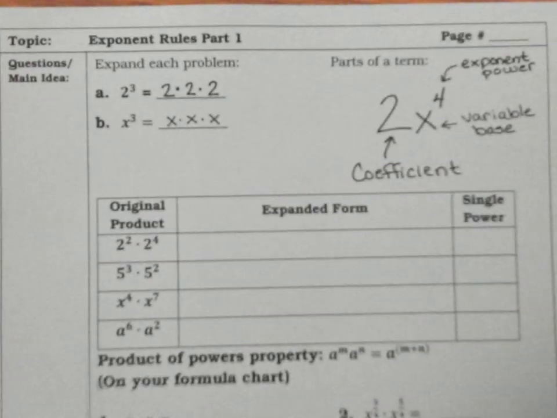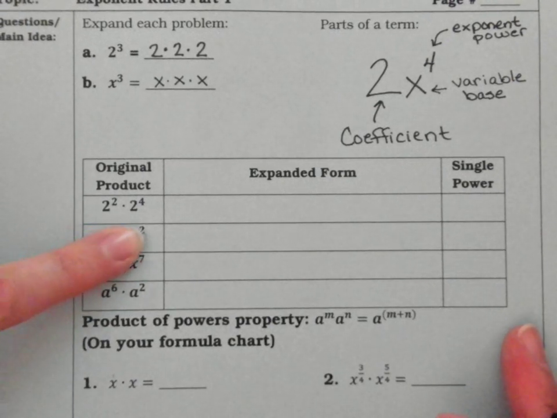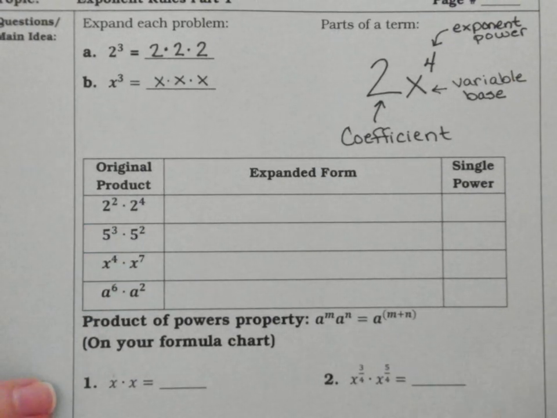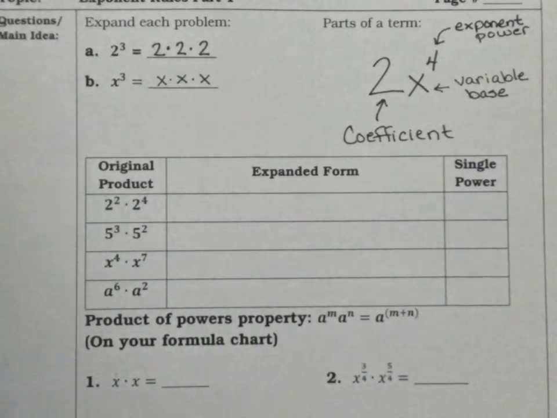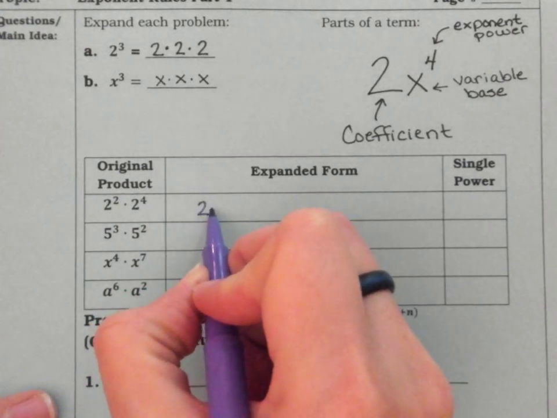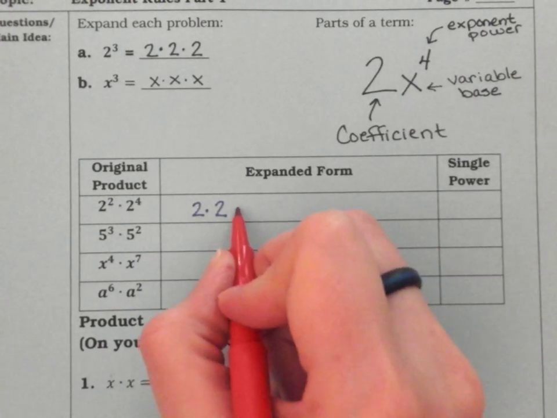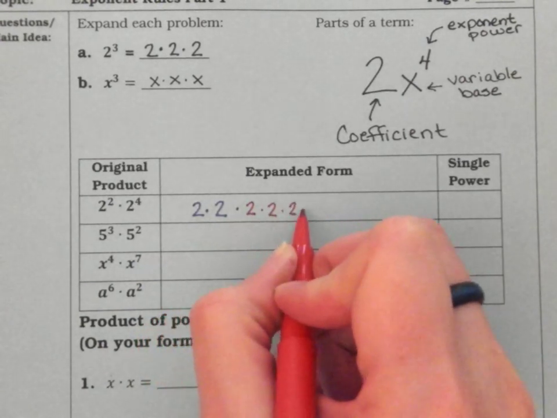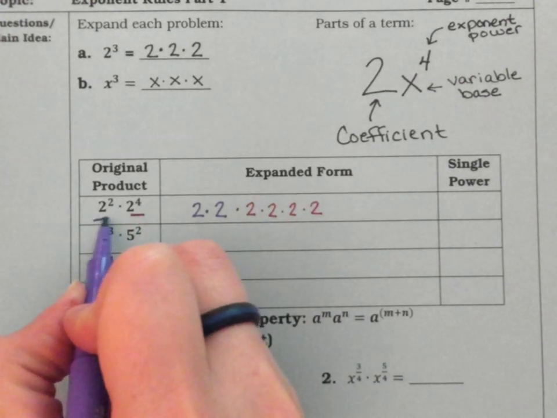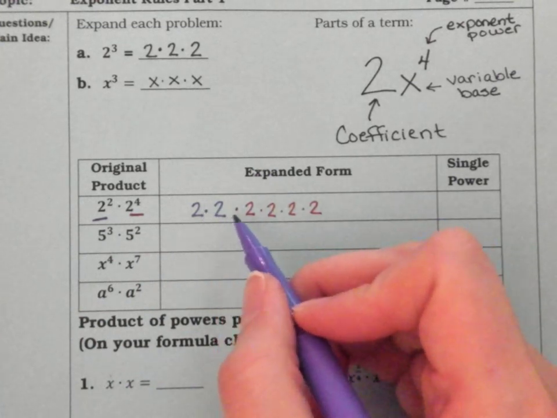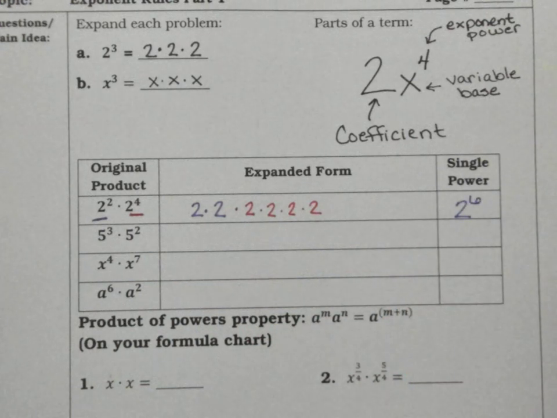So now let's see what happens when we try to multiply 2 bases and see what happened to the exponent. So 2 squared means that there are 2 2's. And then 2 to the 4th power means that there are 4 2's. I'm doing them in different colors here. So there's the 4 and there's the 2. And if I put them all together, 1, 2, 3, 4, 5, 6, I have 2 to the 6th power.